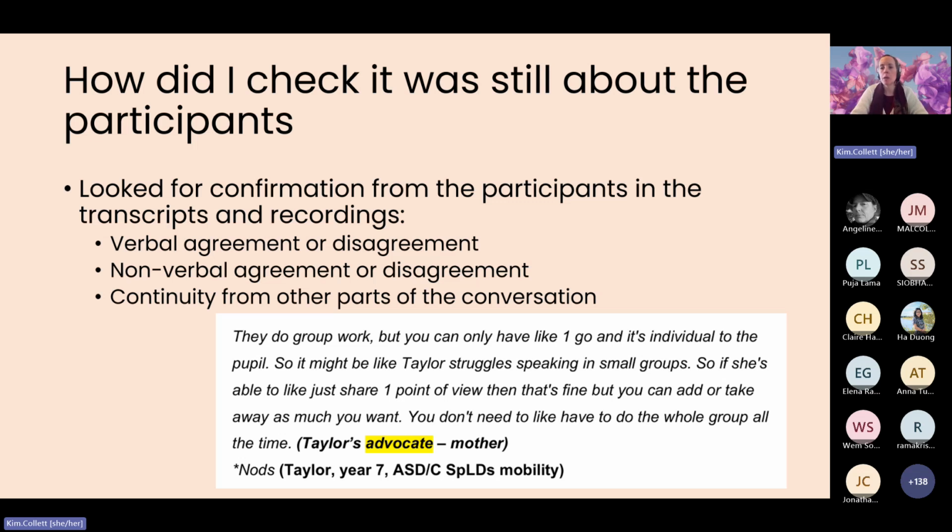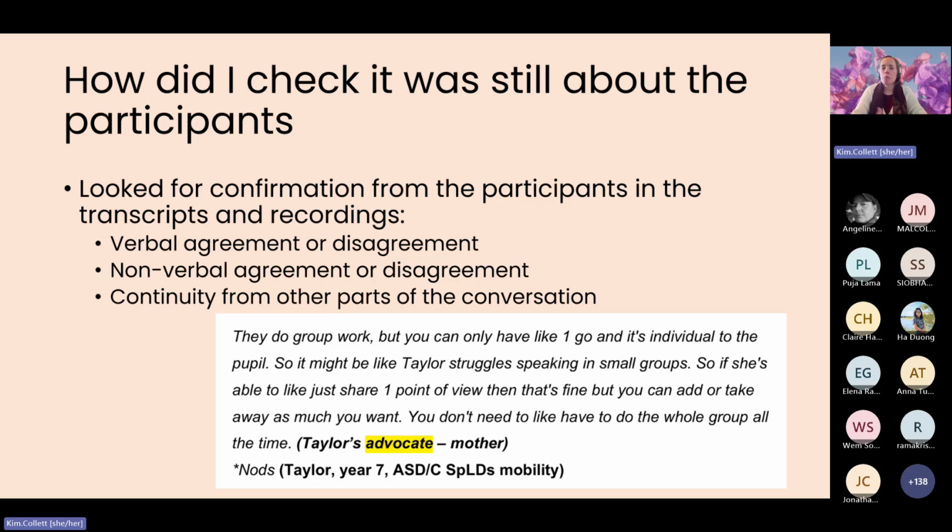Now, sometimes there was no verbal agreement, so I had to go back to the recordings of the interviews, because my interviews were recorded audio and visual, so I had a visual recording too. And I was able to look for non-verbal agreement or disagreement, such as nods. And in this little screenshot here, when the advocate was talking, there's a nod from the participant to show that they agreed. And also I looked for continuity from other parts of the conversation.